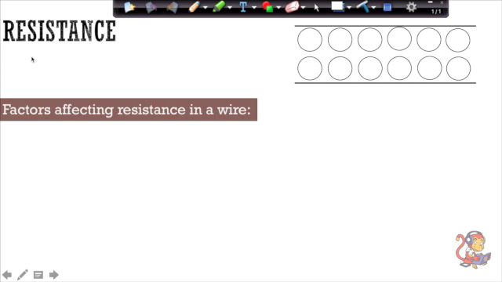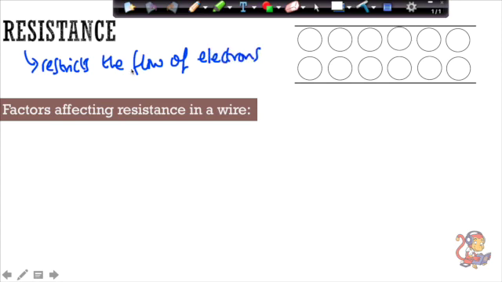Resistance basically describes how easy it is for electrons to flow through a wire. So resistance can be anything in a circuit that restricts the flow of electrons. So it could be something like a lamp or a motor or simply the wire itself restricting the flow of electrons through a circuit. Resistance is measured in ohms, which has this symbol here. You might see it as ohms.